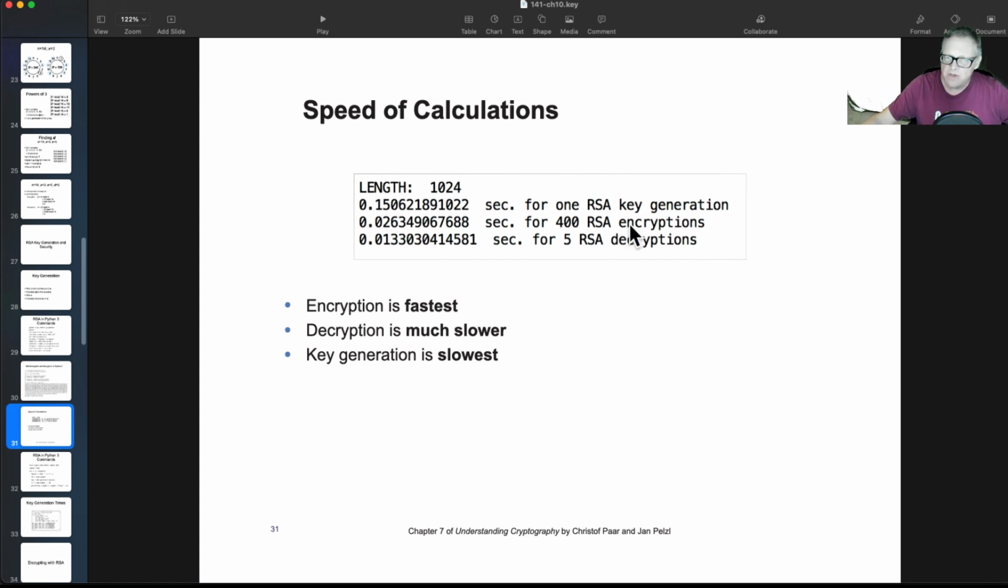To encrypt is very fast. You see, it only took 0.02 seconds to do 400 encryptions. To decrypt is slower, 0.01 seconds to do 5 decryptions. And you can see the encryption is fastest, decryption is much slower, and key generation is very much slower. That's because you have to hunt for those random primes, and you may have to guess a lot of times to find a prime number.